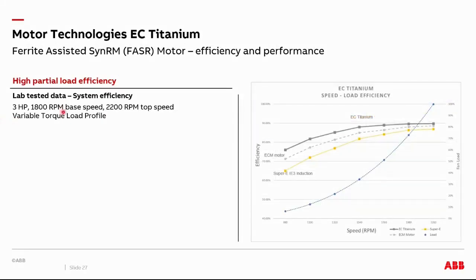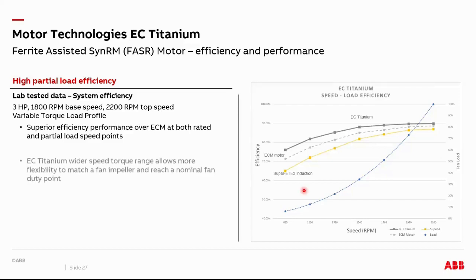So now let's look at this efficiency and fan speed, fan load and speed chart. Here we've got our load, and this is our quadratic load. Here we have our EC Titanium motor at the highest efficiencies. Here we have an ECM motor, and then here we have our induction motor. So you can see that we have superior performance above the ECM at both rated and part load speed points.